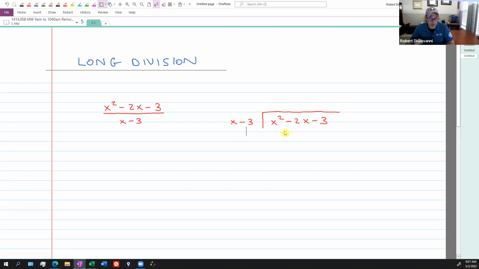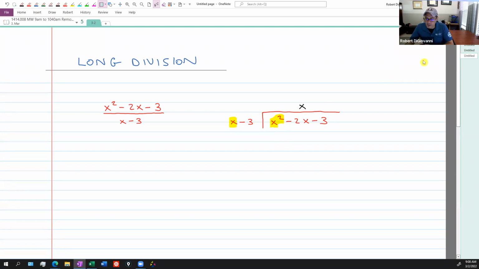So the way you do this is you look at just the first term here, x, and the first term here, x squared, and you ask yourself, what do I have to multiply x by to get x squared? Well, I'd have to multiply times x. That's how I could turn x into x squared. So up here, I put an x. It doesn't matter where you put it. Some people line it up above the negative 2x. You don't have to do it. It can go anywhere.